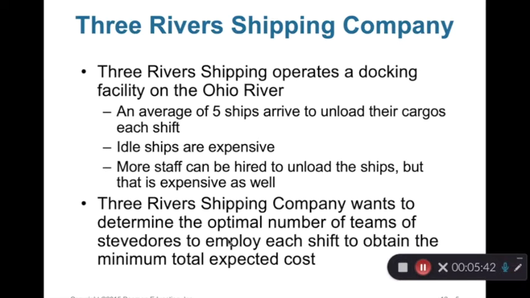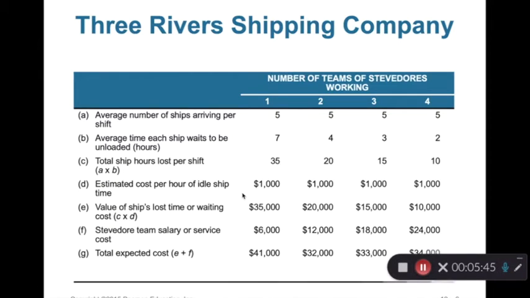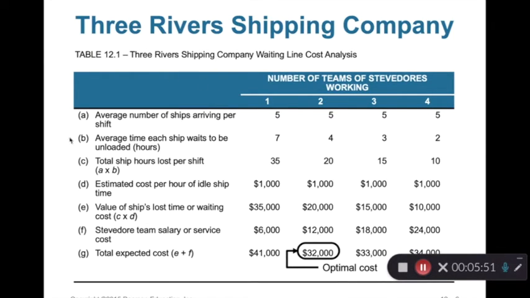So we're going to look at this problem. We use this chart. You can see we list some of the information here. Let's look at this part first. We want to list the number of teams of stevedores working. It could be one, two, three, or four.